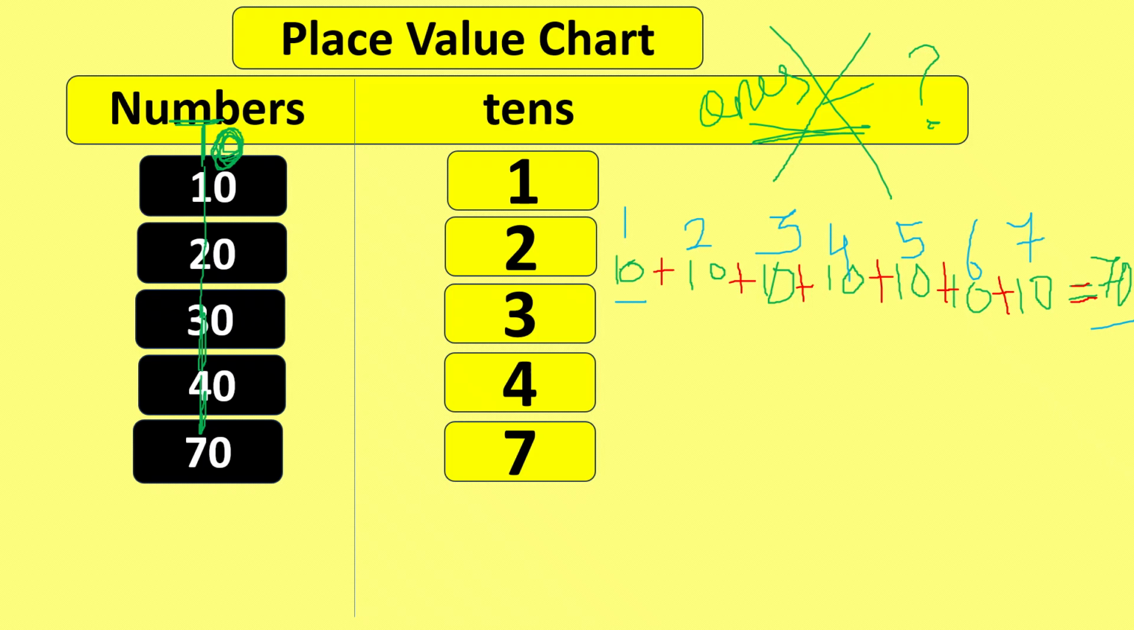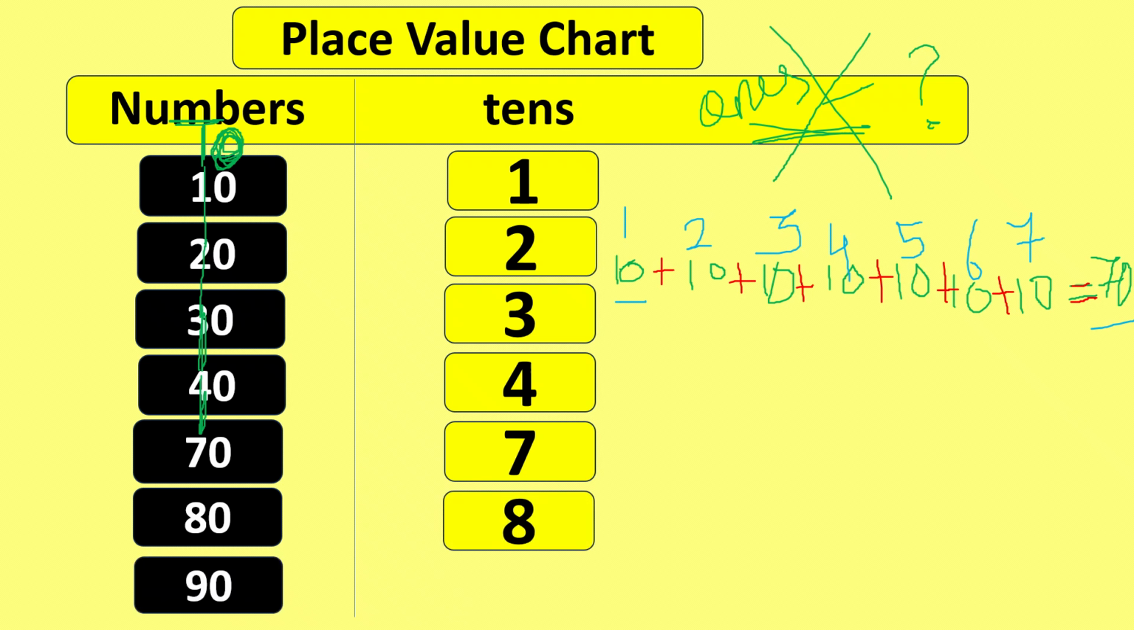So, move on. The next question is 80. How many tens are here? It's 8. And the next question is 19. How many tens are here in 19? That means, bacha, when we add 9 at 10 times, we get 90. Clear?